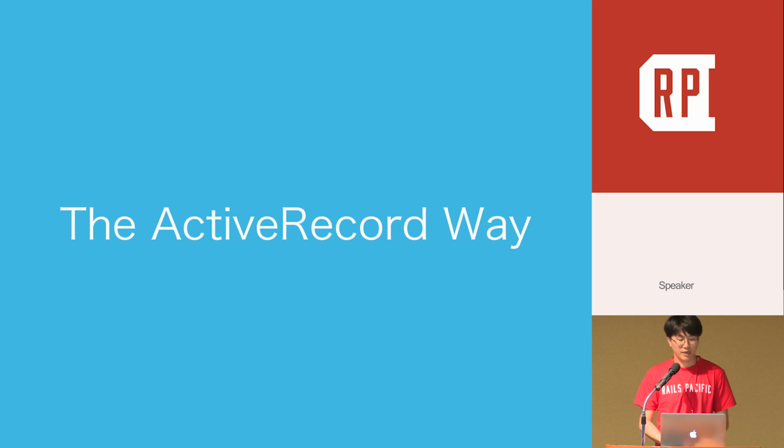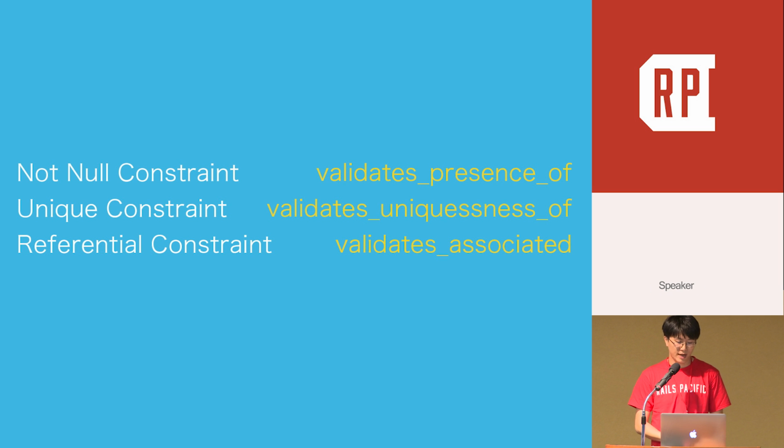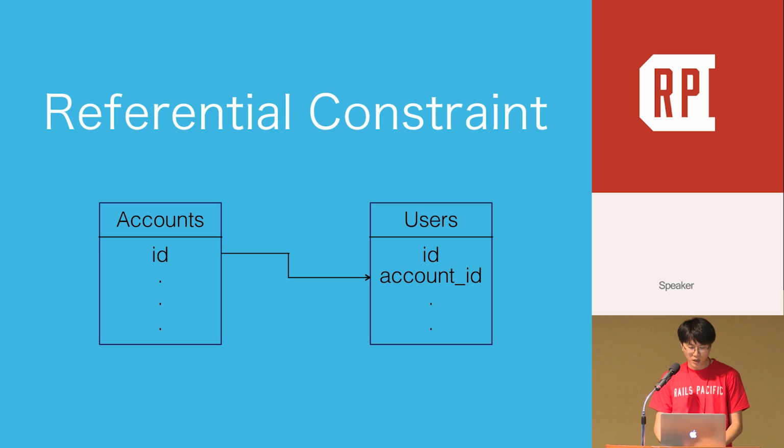So the database itself has those constraints. Active Record claims that this intelligence should belong in your application models, not in the database. So that's why we use validations and dependent to enforce data integrity. The benefit of doing so is that when we do it at the application level, we can easily customize the error message when the constraint is violated. Such as the not-null constraint with validates presence of, unique with validates uniqueness of, and the referential constraint using validates associated.